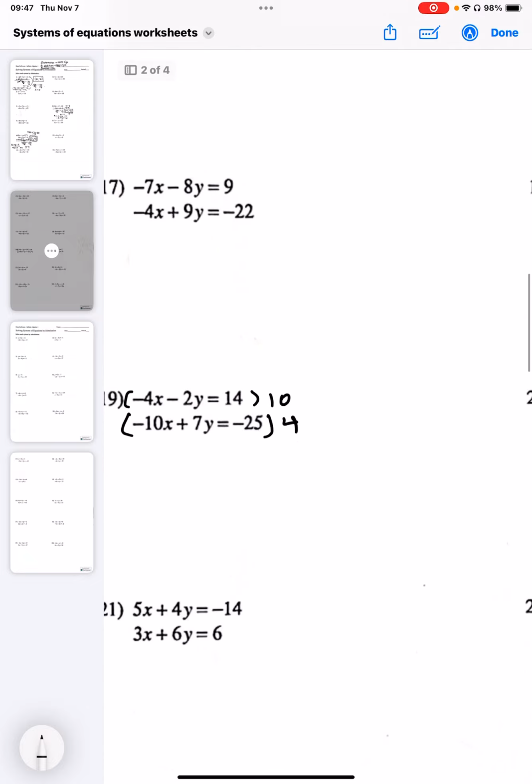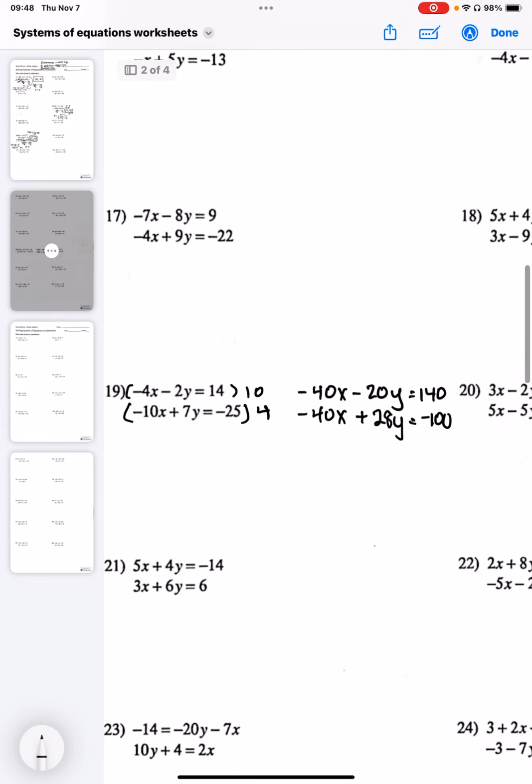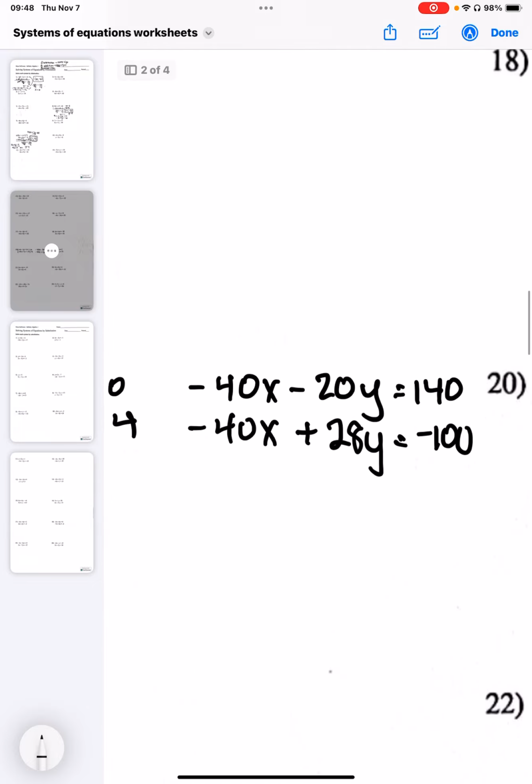And so when we do this, we get negative 40x minus 20y is equal to 140. And then this one, when we do it, is negative 40x plus 28y is equal to negative 100. Right? So now this is our new system of equations that we're working with. And we have the same coefficients on our x, so we are good to go. So since we have the same sign, we can subtract, right? If you have the same sign, you subtract.